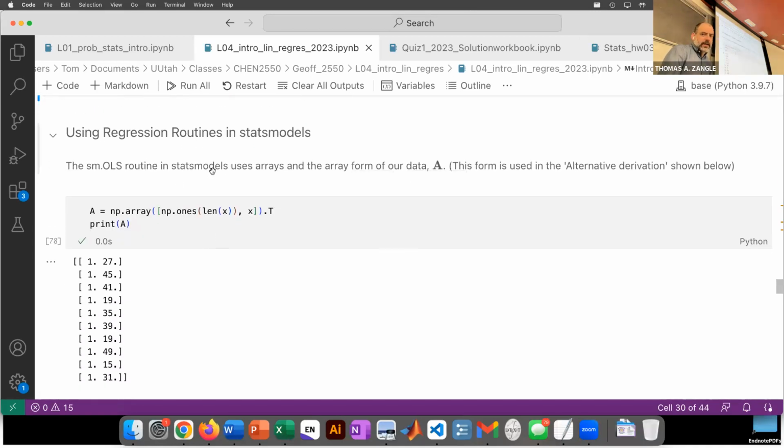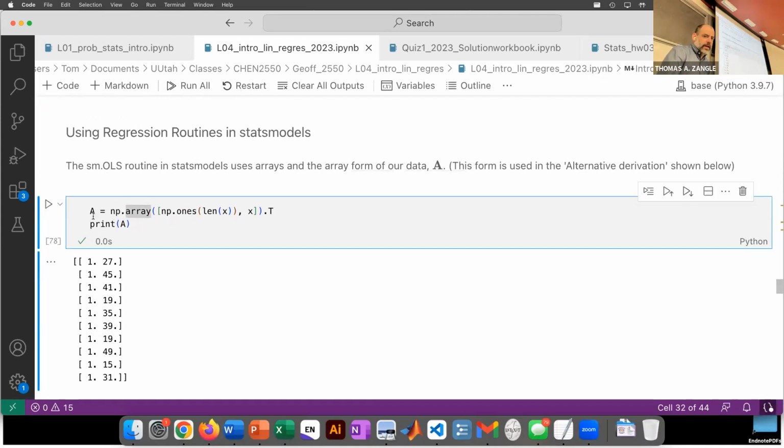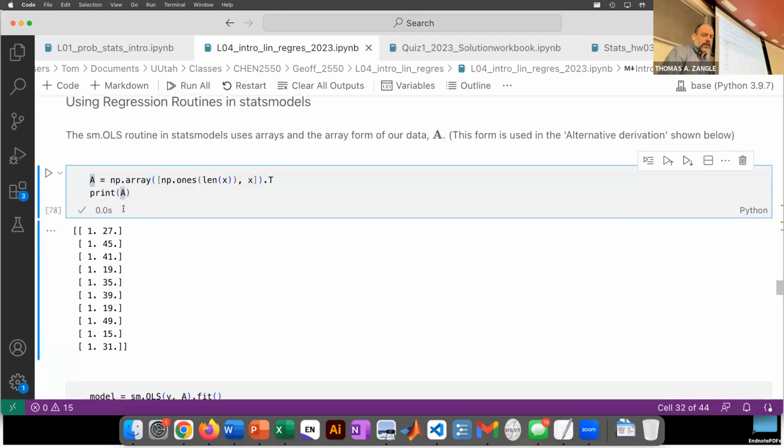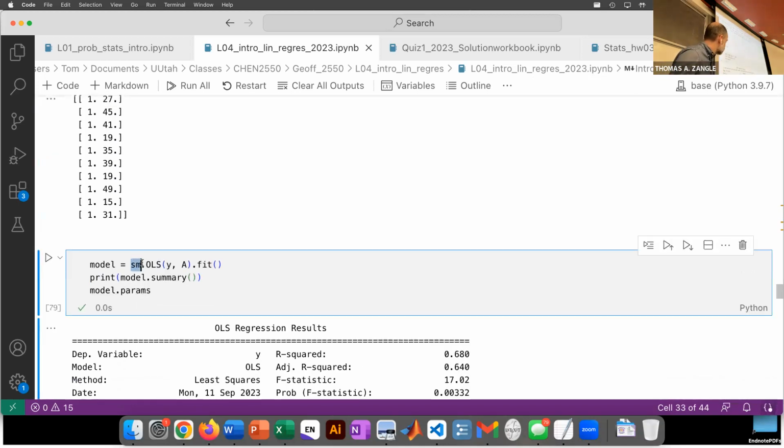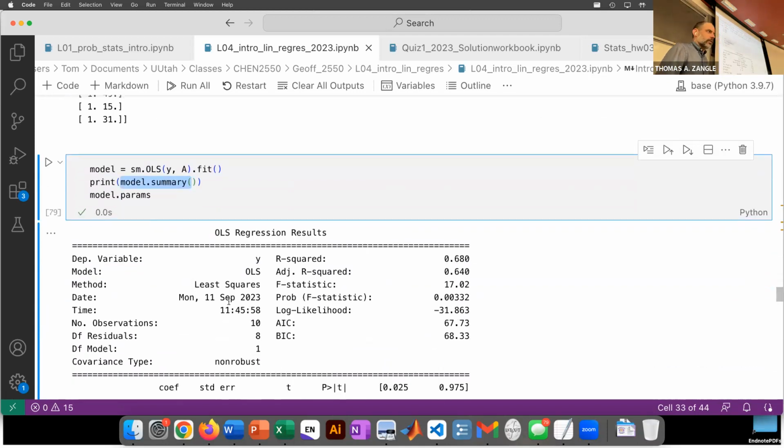We can do the same thing in stats models based on defining the data as an array. So if we define the data as an array, we can print that out as shown here. And then we can use sm, where we imported stats models to, sm.ols, ordinary least squares of our data. And again, we're printing out our model summary, and we get the same results.